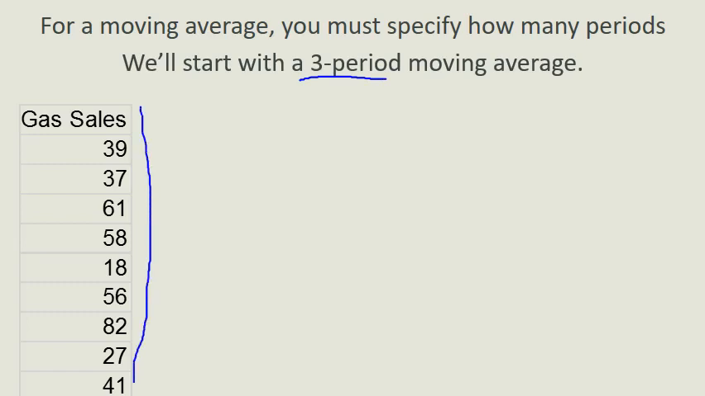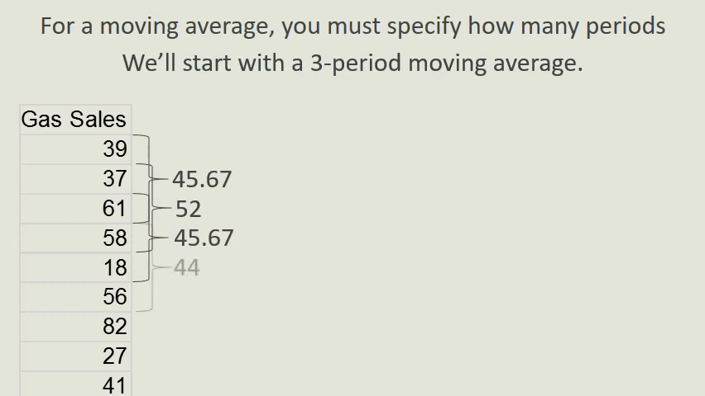And here is the first part of the data set over on the left. In order to do a 3-period moving average, we need to average 3 numbers at a time. So we begin with the first 3 numbers, which have an average of 45.67. And notice how this average is placed in the middle of these numbers, or the second row of the data set. Now we move on to the next 3 numbers, and their average is 52. And the next 3 numbers has an average of 45.67, and so on.